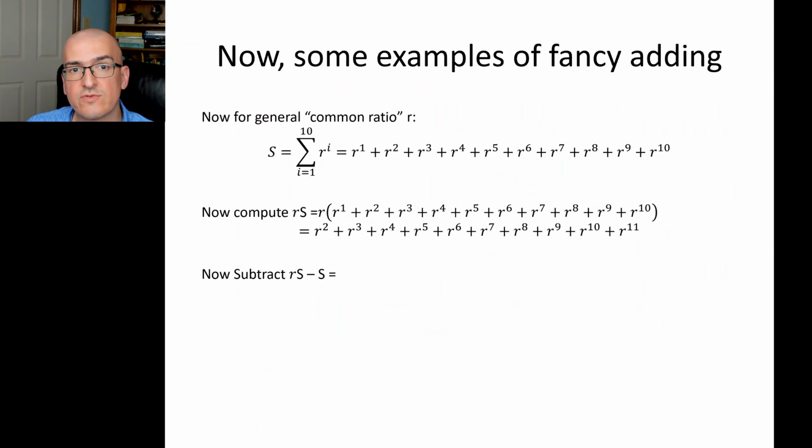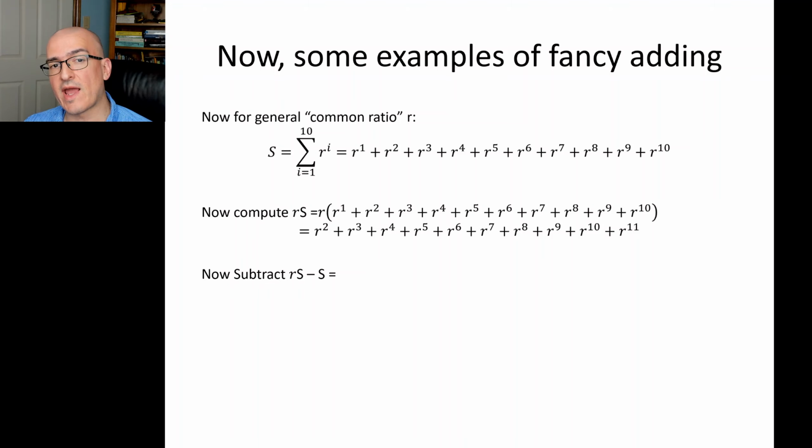What if it's not 2 though? What if it's not 2 to a power? What if it's r to a power? Where r could be 2, could be 3, could be a half, could be a third. Well, we do the exact same thing. r to the 1 plus r to the 2 plus r to the 3 all the way to r to the 10, we call it s.